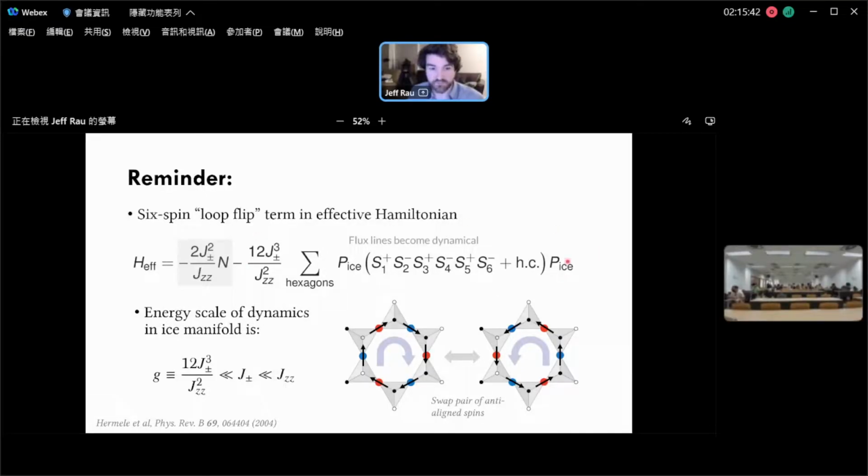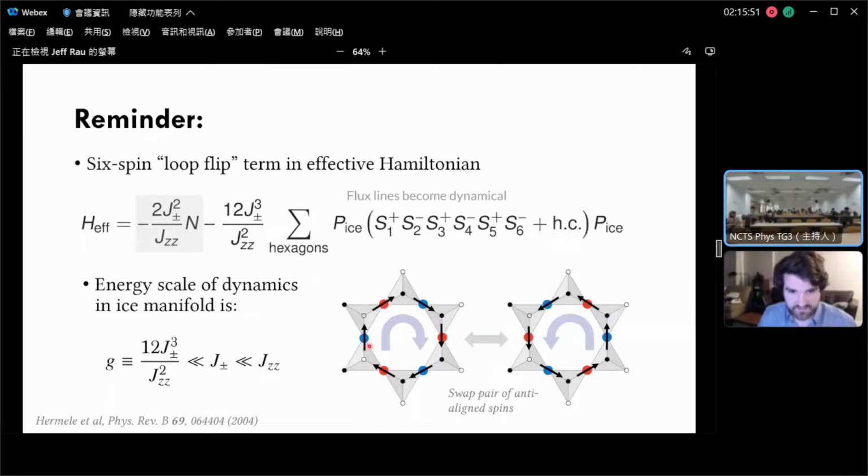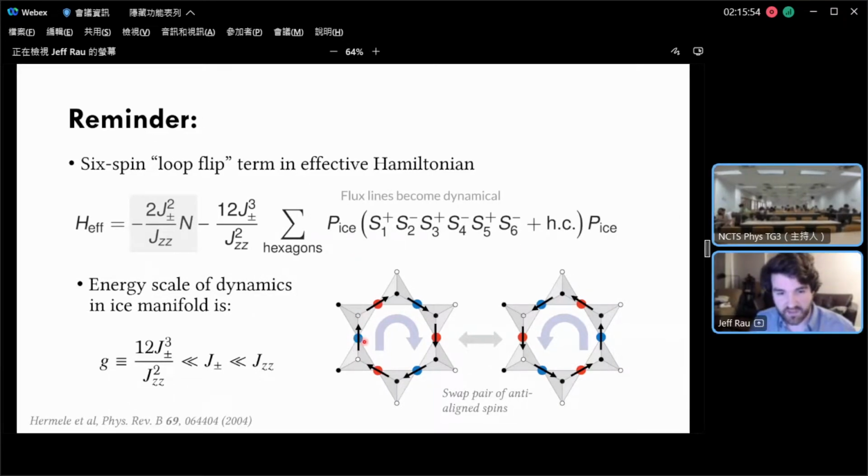This first non-trivial term appears at third order, where you flip a loop on the smallest possible loop of this lattice. On the pyrochlore lattice, that's a hexagon, where this term will take a configuration where the spins alternate around this 6-site hexagon, and flip them all so that they alternate in the other direction. So that's the leading order effect of quantum dynamics here: it introduces tunneling between ice states where you flip a loop on a hexagon.